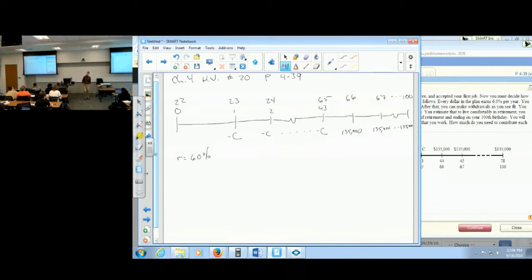Okay, so I know what I want to be able to withdraw after I turn 65, but I need to figure out how much I need to deposit to make that happen. I'm going to start with this one. I think you're right. Present value at 43. Okay, present value 43 years from now, present value of what?